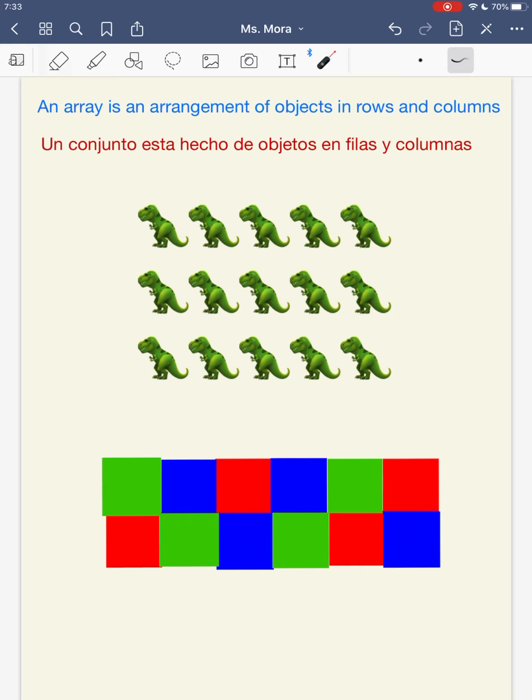Okay, but our array is not changing. Sometimes we just talk about the rows, and other times we talk about the columns, but the number of squares in my array never changes.